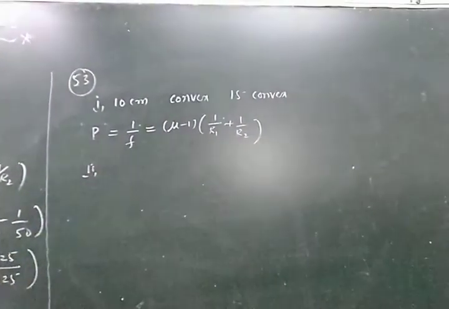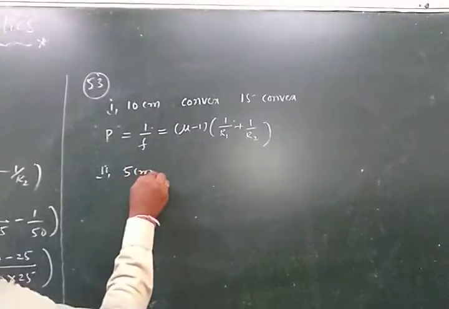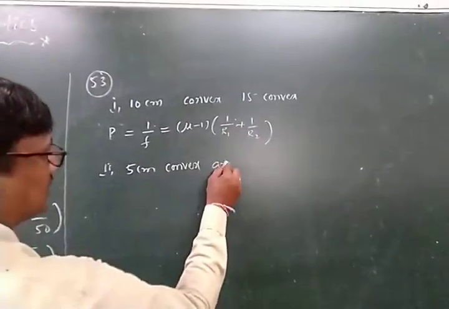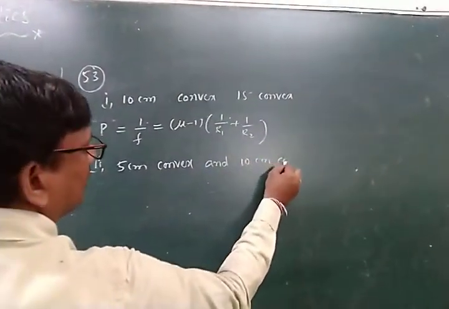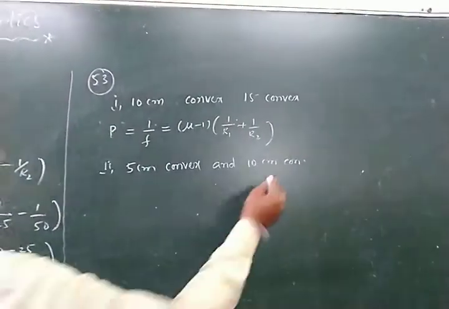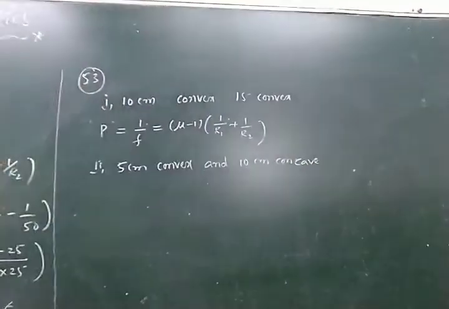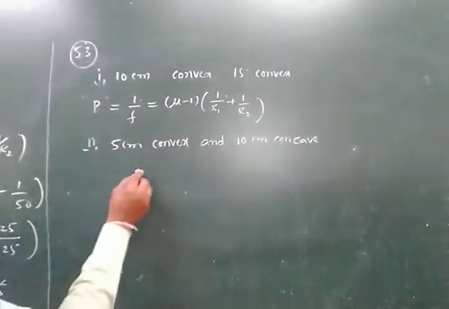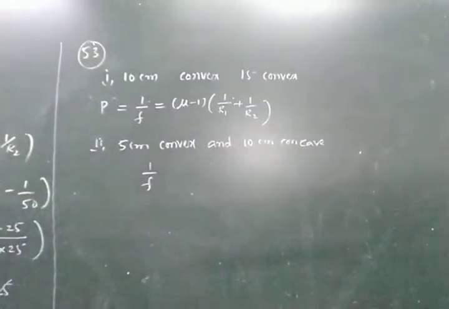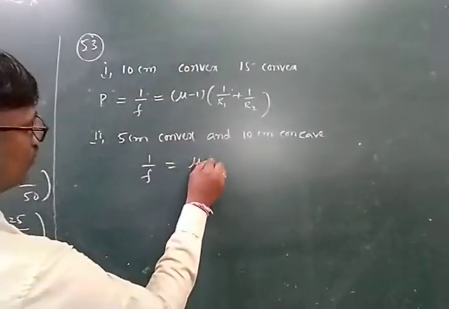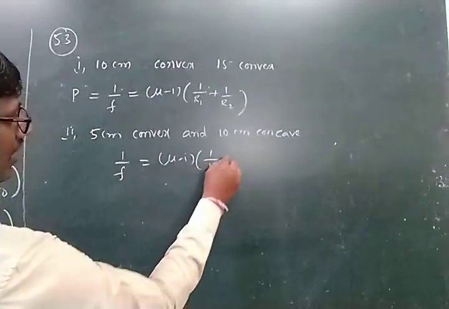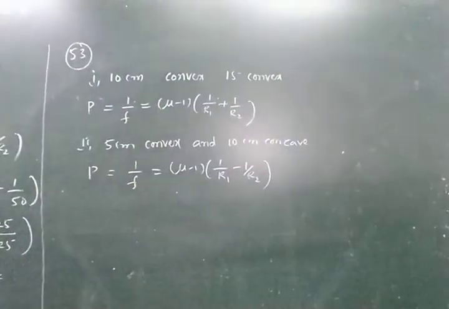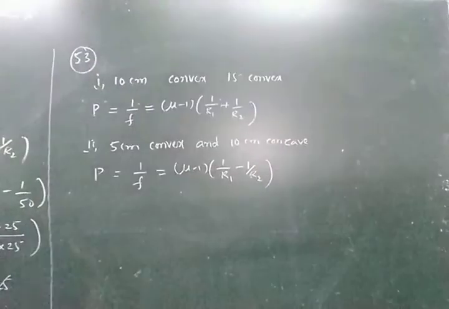Next, the second option is given as 5 centimeters convex and 10 centimeters concave. In this condition, one lens is convex and the other is concave. So 1 by f is equal to (nu minus 1) into (1 by r1 minus 1 by r2). Again the reciprocal of focal length is equal to the power of the lens. Substituting these two values here, we get the power.